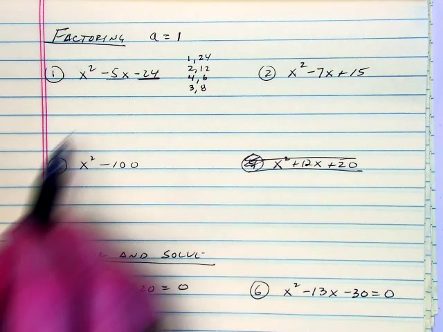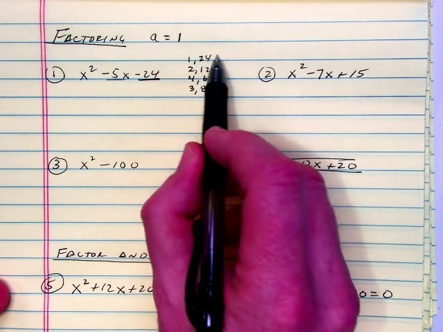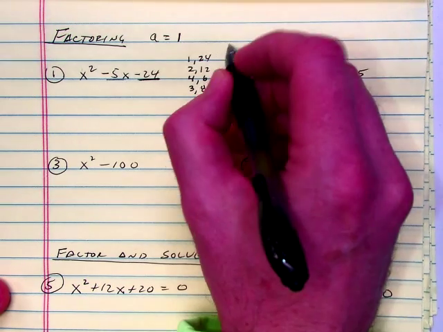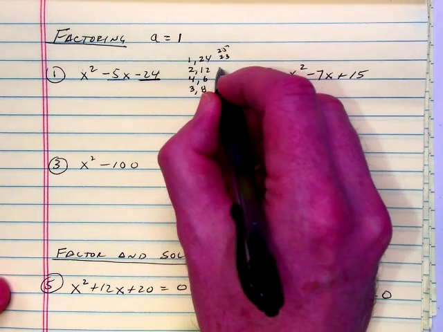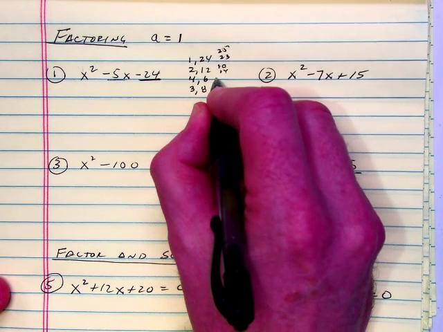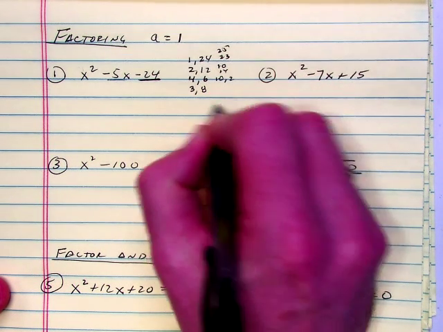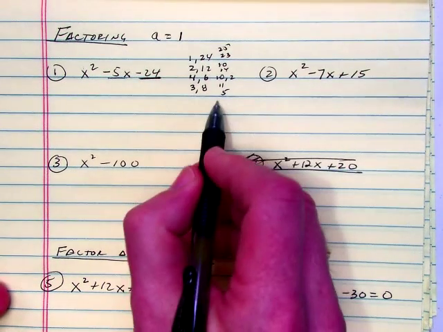Well, we need a product of negative 24, so that means I need one of them that's positive and one of them that's negative. So if I add or subtract this, I get either 25 or 23. Add or subtract here, I get either 10 or 14, so it's not that one. Here I get 10 or 2. Here if I add or subtract, I get 11 or 5. So it's definitely going to be this one.